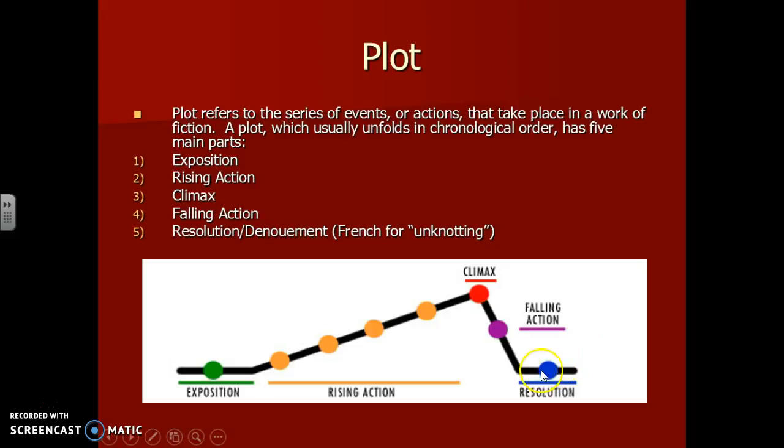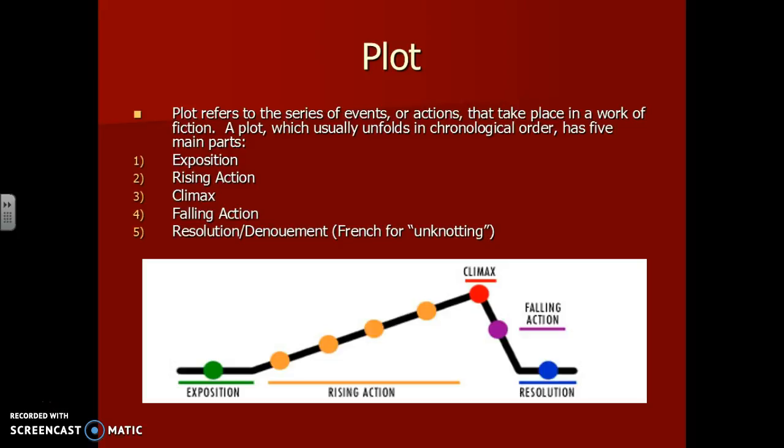Now the resolution, or what is also known as the denouement, which is French for unknotting, is that idea of wrapping the story in a nice neat little bow and showing that it's done. So the conflict that was introduced here has actually gone through the whole cycle and it's resolved. It's unknotted, it's untangled, and taken apart, so it's nice and neat and pretty and perfect.